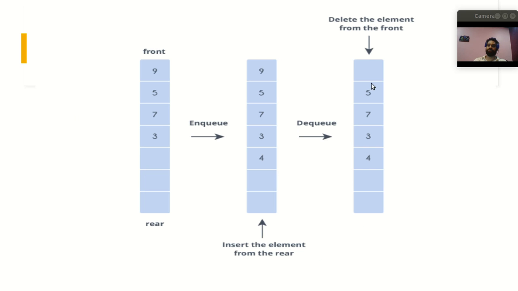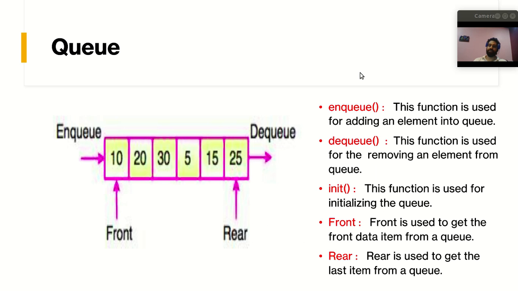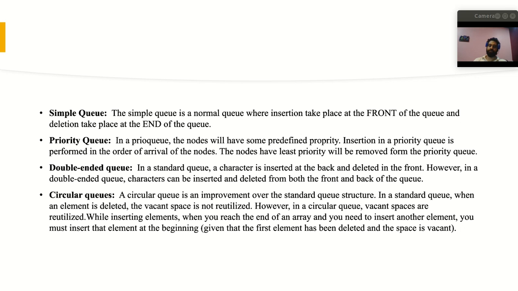Now let's say you deleted 9 and again you deleted 5, and now you are inserting the data from one end, and the array gets fully packed. Now you can insert the data here, right? So the circular queue uses the vacant space or the index also. This is all about the circular queue, and these are the differences between them. We use the different queues according to our requirement. All right.